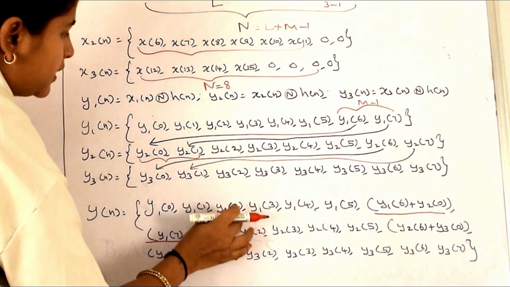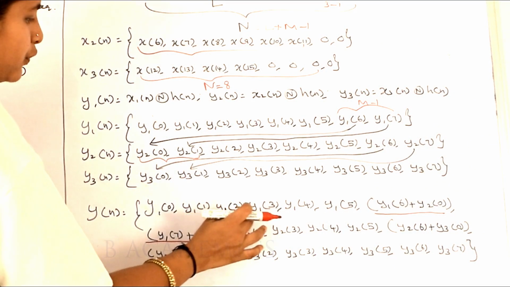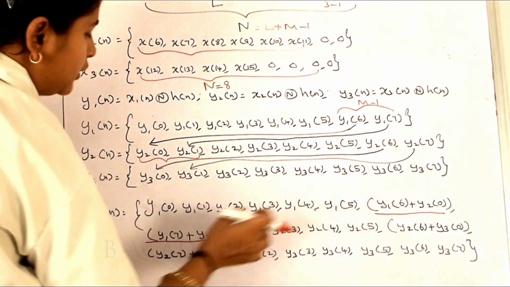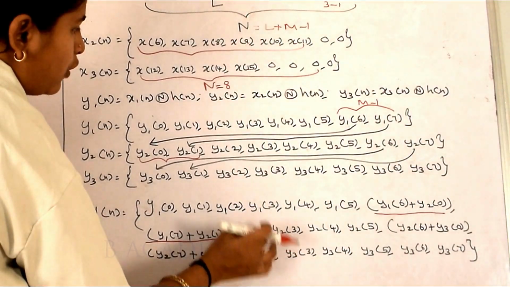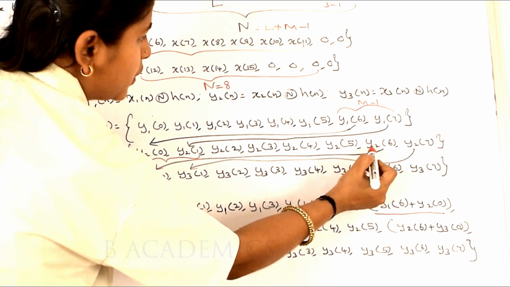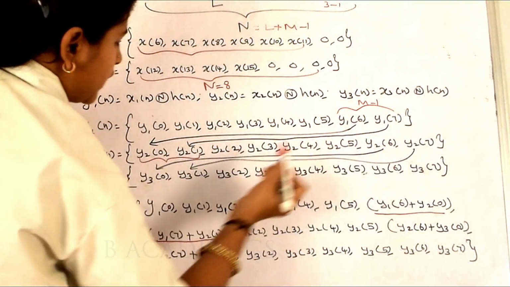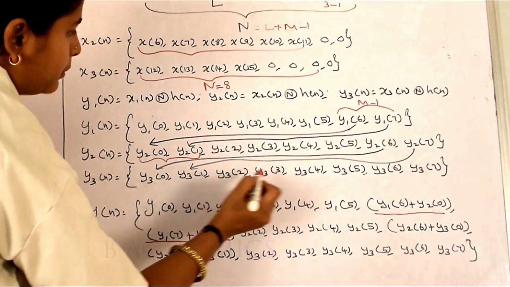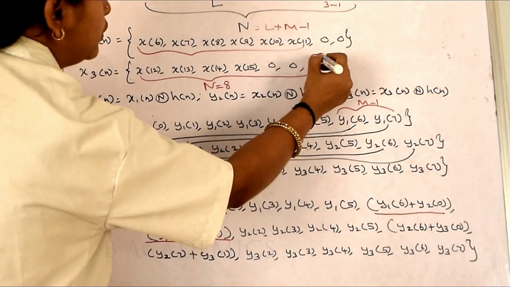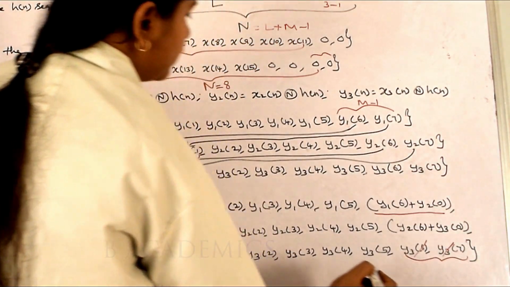The remaining elements you are going to write as such: y1 of 0, y1 of 1, y1 of 2, y1 of 3, y1 of 4, y1 of 5, and I have added the 2 elements, and the remaining y2 of 2 to y2 of 5 will be same, and next one y2 of 6 plus y3 of 0, y2 of 7 plus y3 of 1. The remaining elements I am writing as such. So here I have added 2 extra zeros. These 2 data will be 0, so you can ignore it.